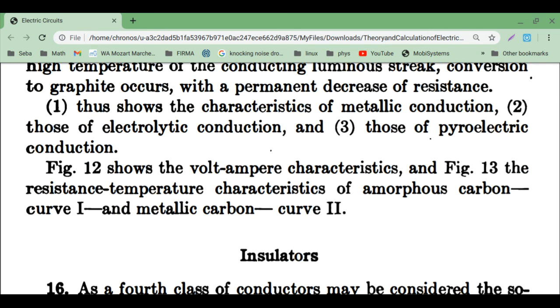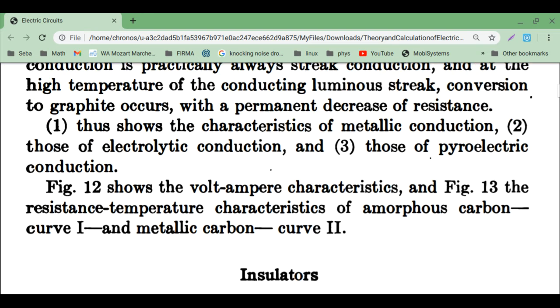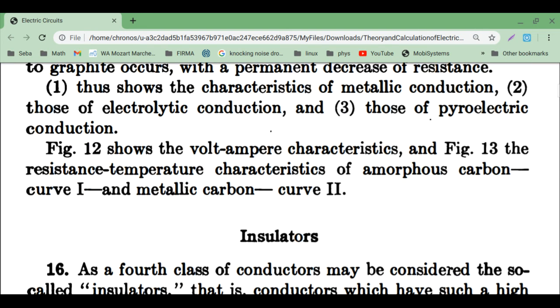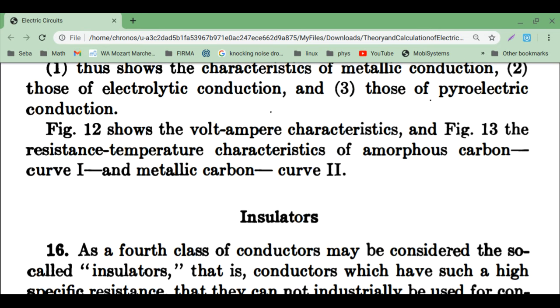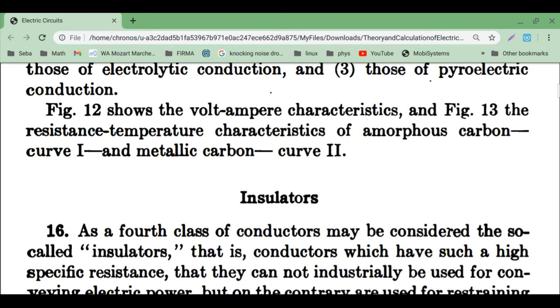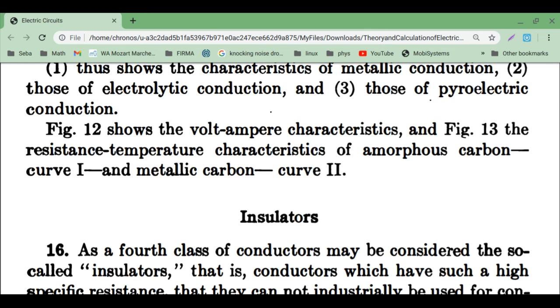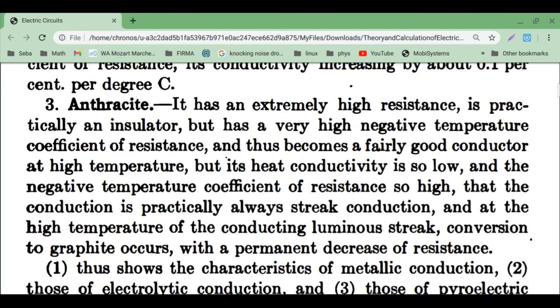One, this shows the characteristics of metallic conduction. Number two, those of electrolytic conduction. And three, those of pyroelectric conduction. Figure 12 shows the volt-ampere characteristics, and Figure 13 the resistance-temperature characteristics, of amorphous carbon, curve 1, and metallic carbon, curve 2.